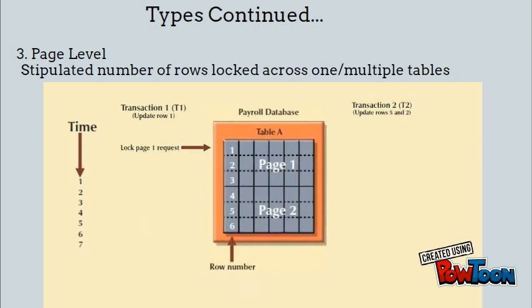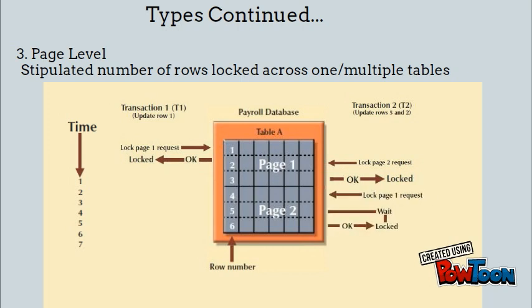T1 requests access to page 1. Access is granted to T1. Page 1 is now locked by T1. T2 requests access to page 2. Access is granted to T2. Page 2 is now locked by T2. T2 then requests access to page 1. Access is denied and will only be granted once T1 is complete and unlocks page 1. T2 is then granted access to page 1 and will unlock both pages once both operations are complete.